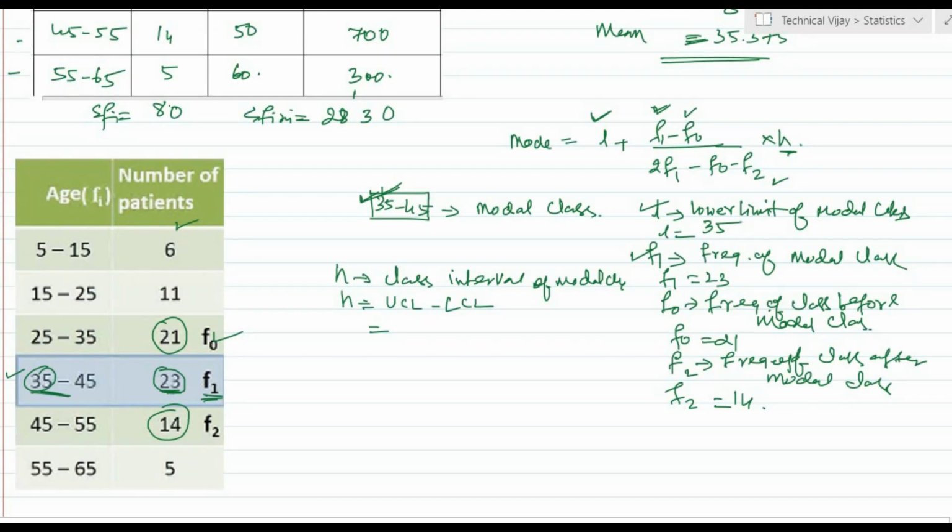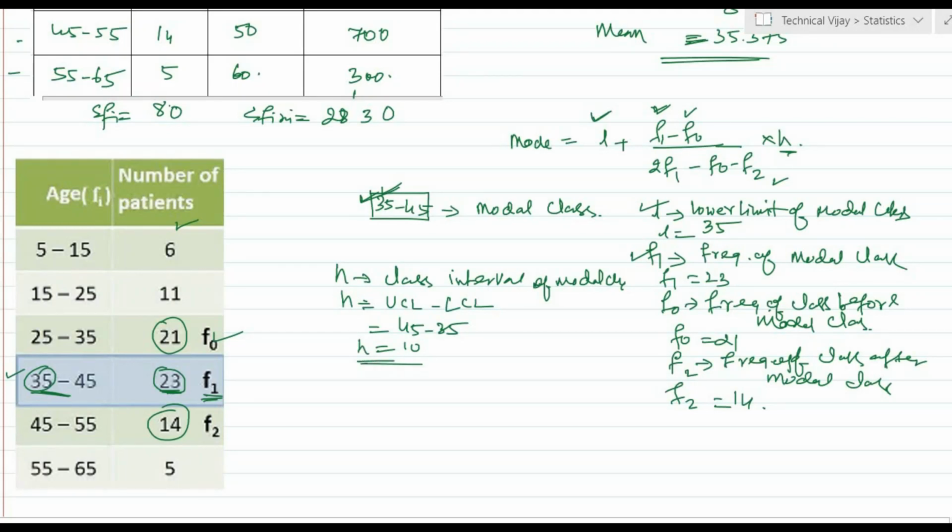Now after finding the modal class, we have to calculate the lower limit of the modal class, the frequency of the modal class, the frequency before the modal class, the frequency after the modal class. After that, H, the class interval of the modal class, also we have to calculate. Now here upper class limit is 45, this is 35. It is equal to 10. H is equal to 10.